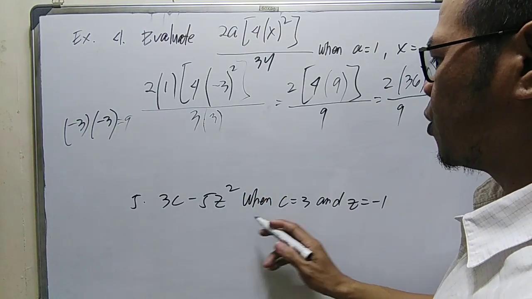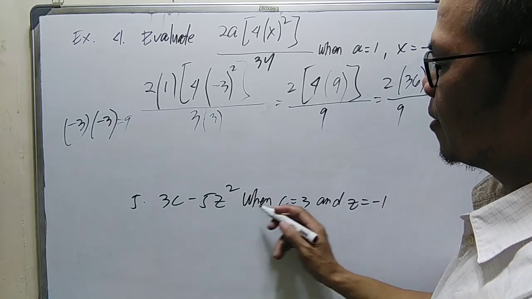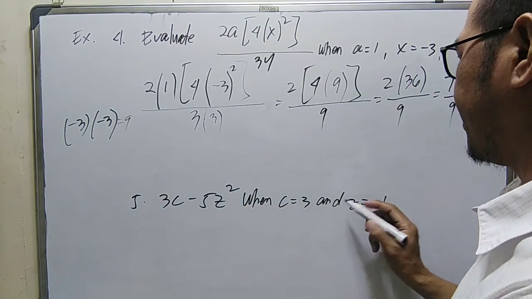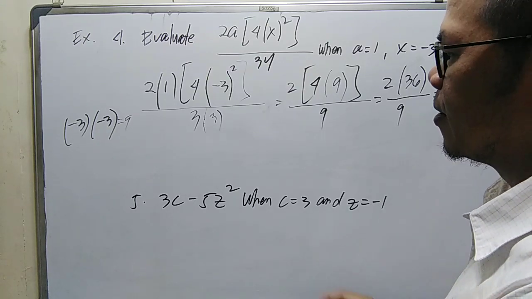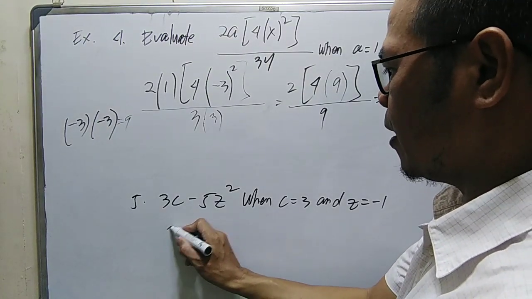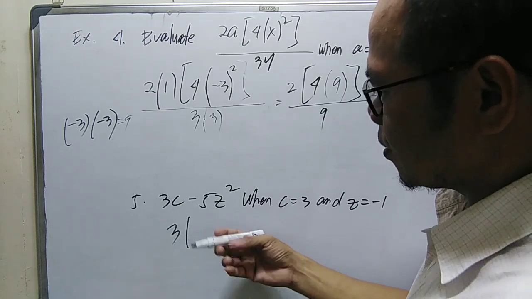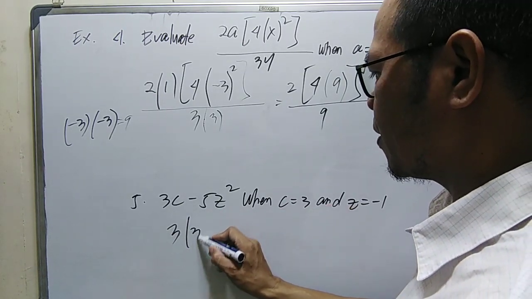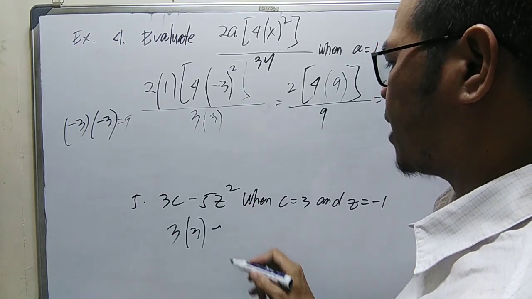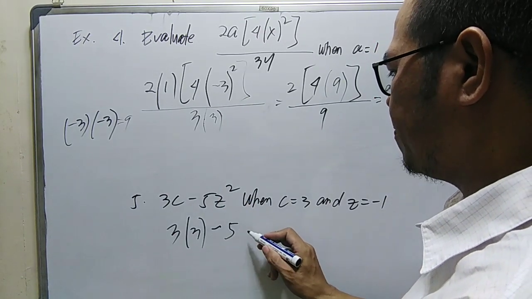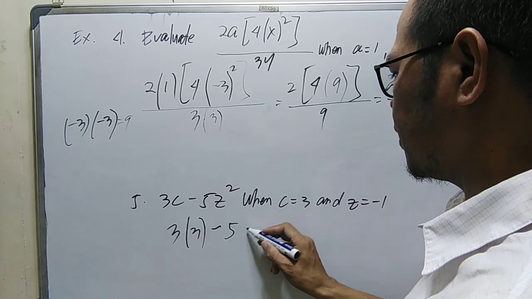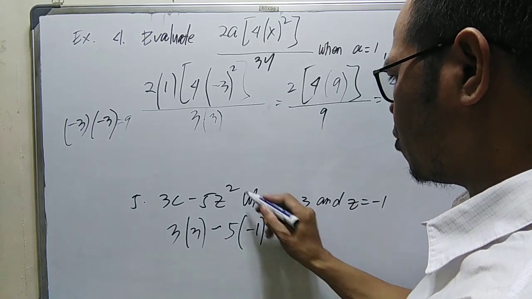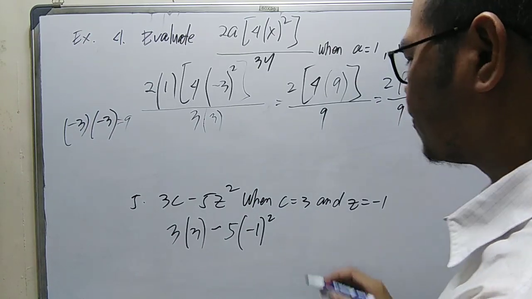When, yung squared dito si z lang ha. When c is 3 and z is negative 1. So, kopyahin natin si 3. Then, i-substitute natin yung value ng c, which is 3 or positive 3. Then, kopyahin natin si minus sign. Kopyahin natin si 5. Then, si z is negative 1. Meron pang squared. Okay?